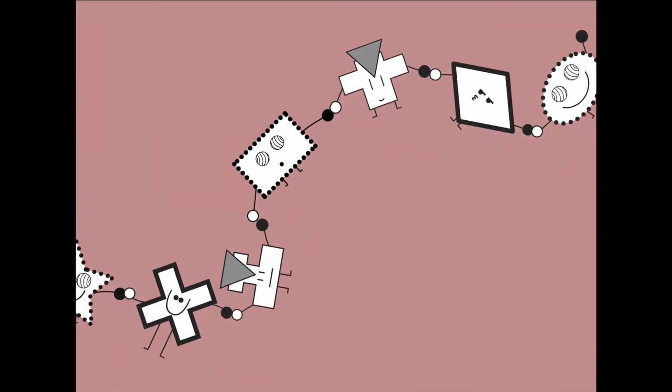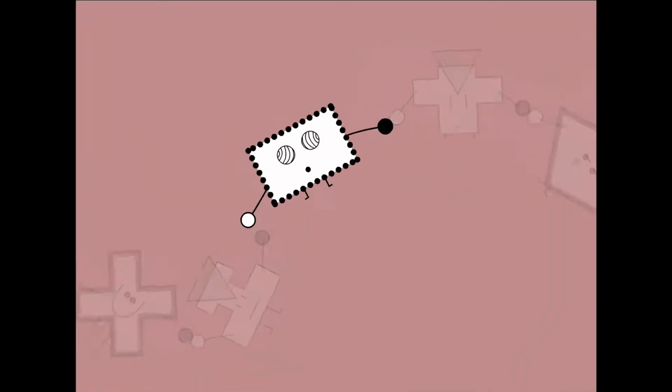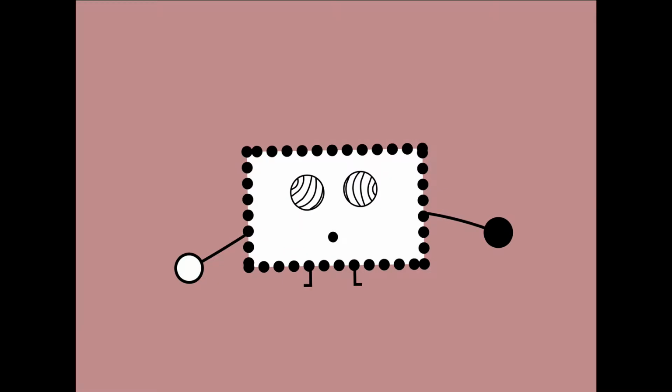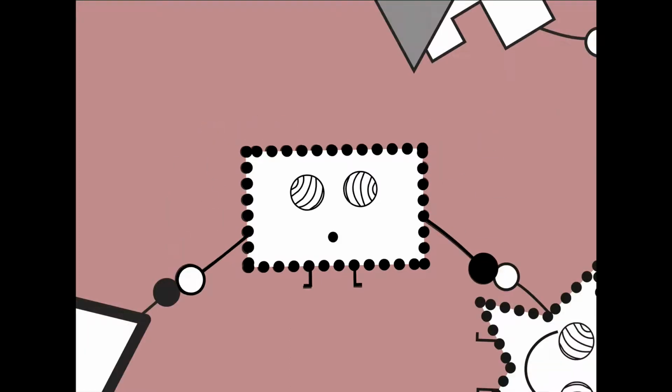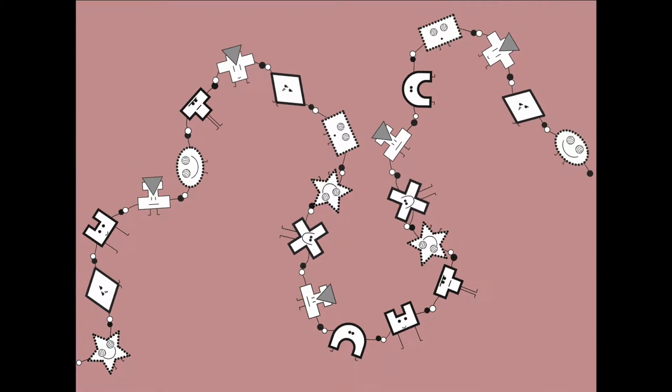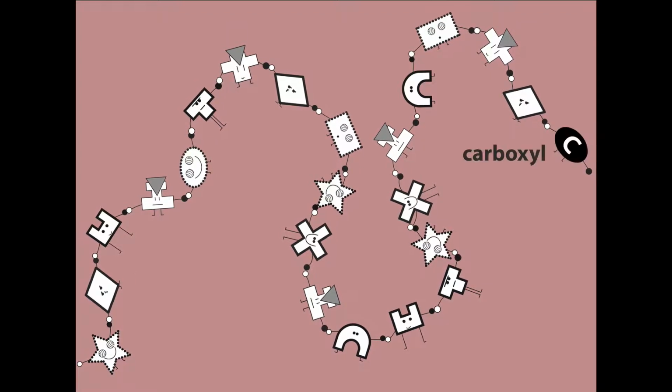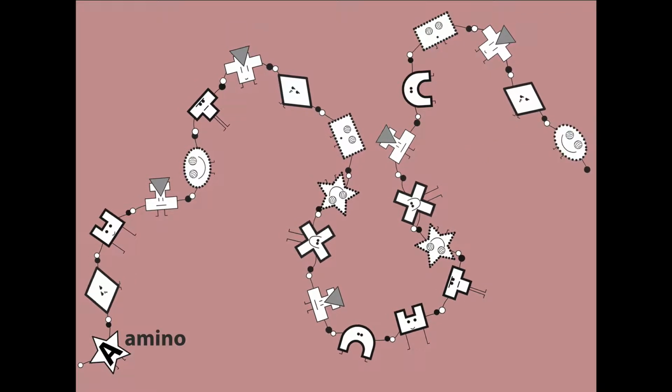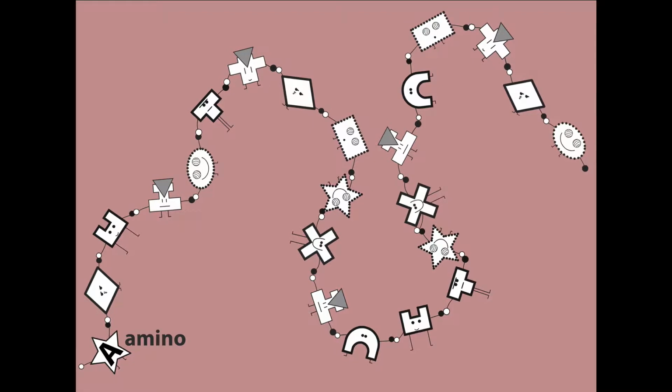This is a peptide chain, made up of many of these amino acids. Each amino acid has a carboxyl end and an amino end. Every peptide chain also has a carboxyl end and an amino end that corresponds to the amino acids.